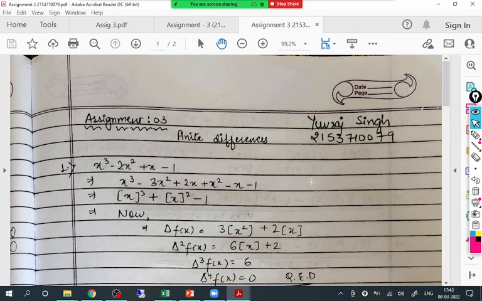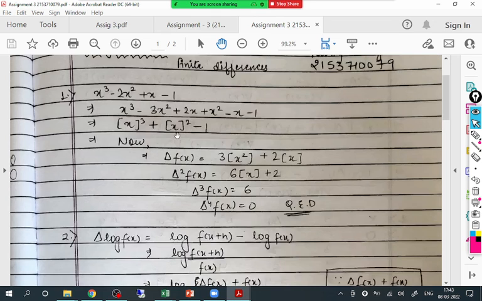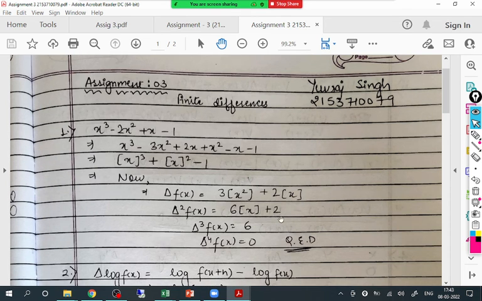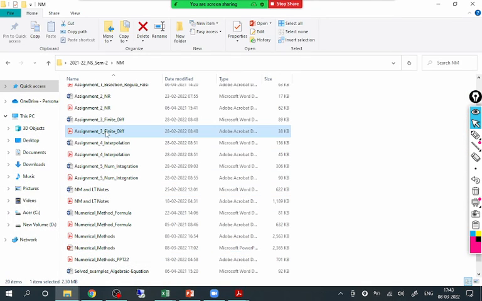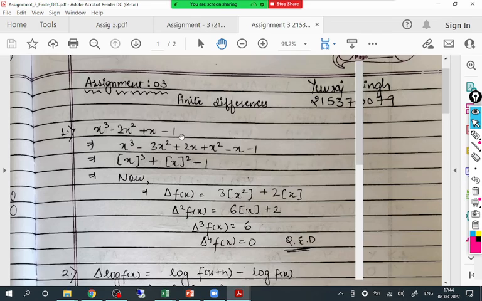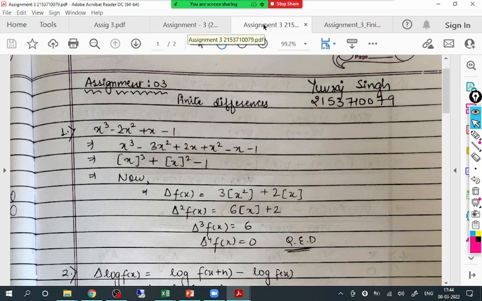Okay, so we'll discuss the solutions to assignment 3 here. Assignment 3 is on finite differences. In the first question, you are given a third degree polynomial, and the question is: express this cubic polynomial in factorial notation and hence find the fourth difference. So that we have to do.